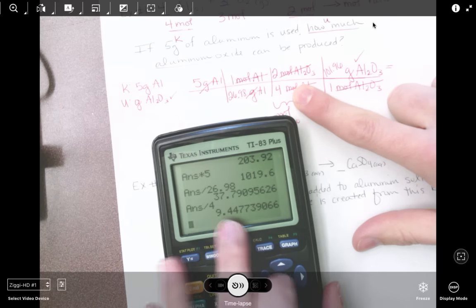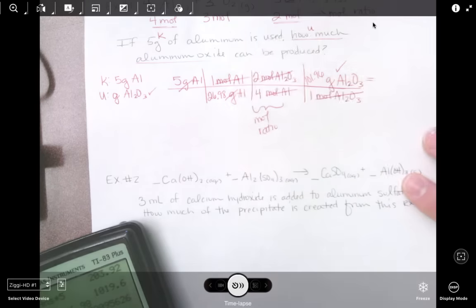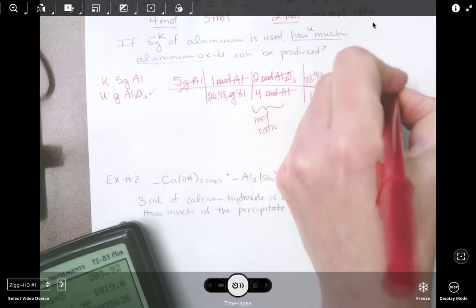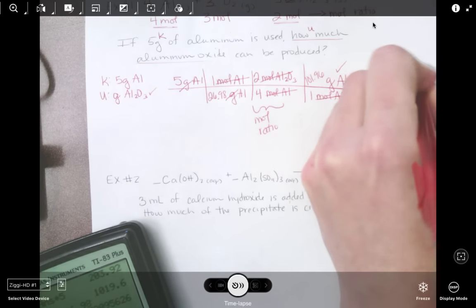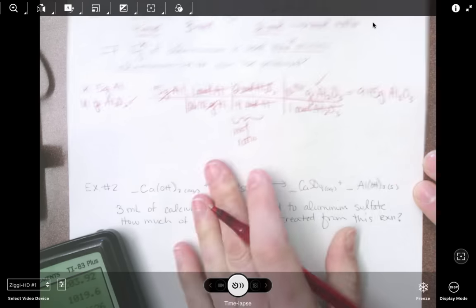So 9.45. 9.45 grams of aluminum oxide can be produced.